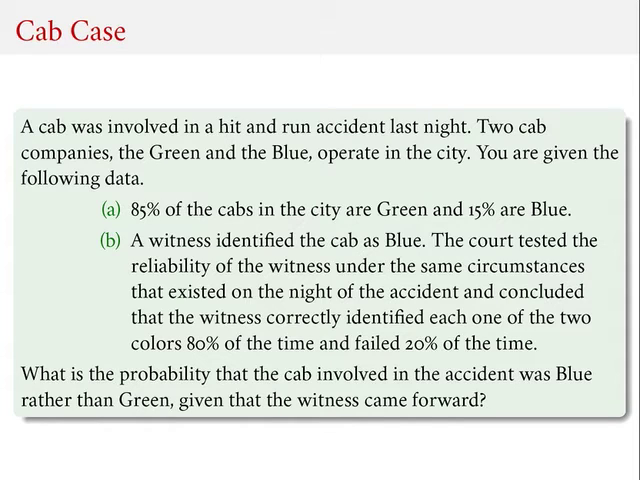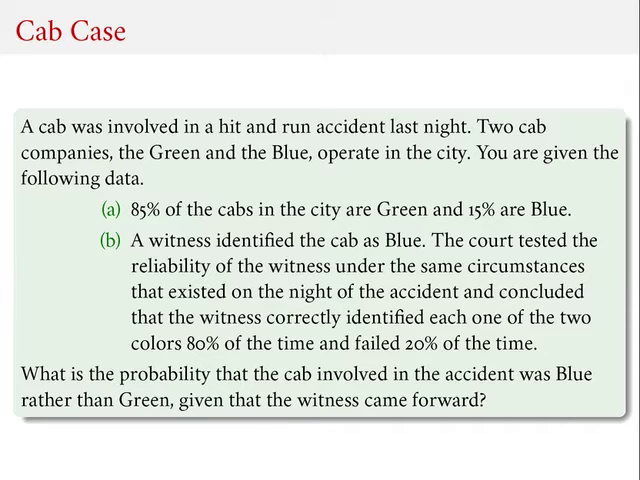So I want you to imagine that you hear on the news, say, that in New Brunswick, New Jersey, a cab was involved in a hit and run accident last night. That is, a cab hit a pedestrian and then didn't stick around to, for instance, get in trouble, but just drove off. Now I want you to further suppose that there are only two cab companies in the city. There is the green cab company with green cabs, and there is the blue cab company, which has blue cabs.